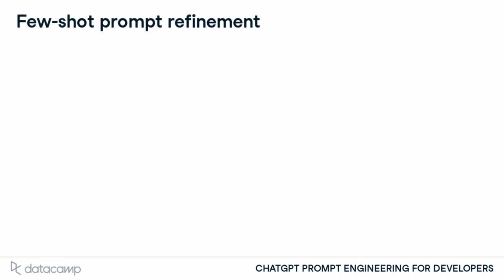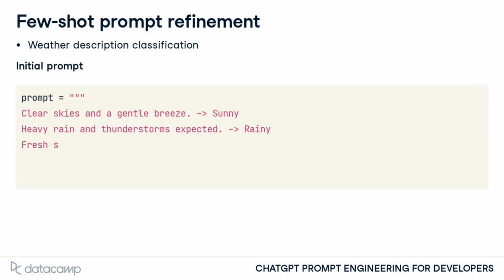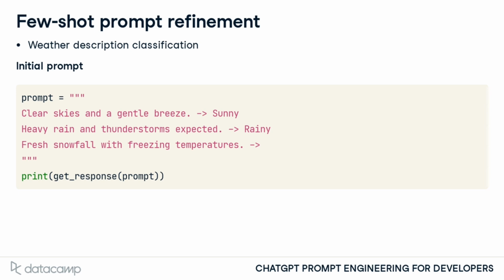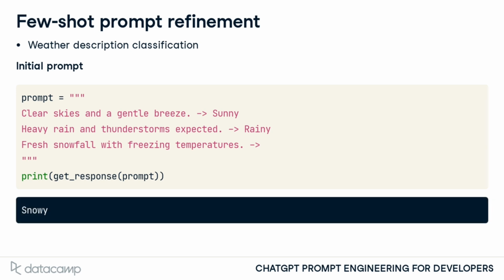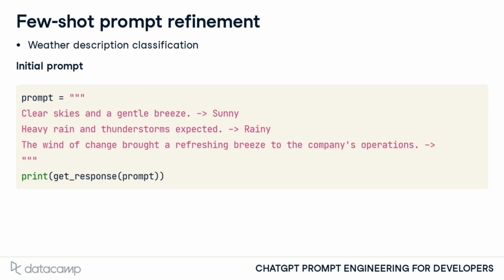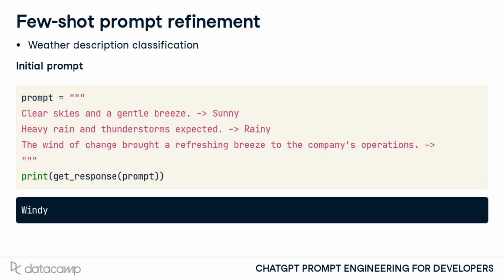Iterative prompt engineering isn't limited to standard prompts. For example, to classify weather descriptions using a few-shot prompt, we provide sample weather descriptions with classifications and a new description for the model to classify. As we can see, the model accurately classifies it as snowy even without prior examples of snowy. But what happens if we want to classify a description stating the wind of change brought a refreshing breeze to the company's operations? The model mistakenly classifies it as windy despite not being related to weather at all.